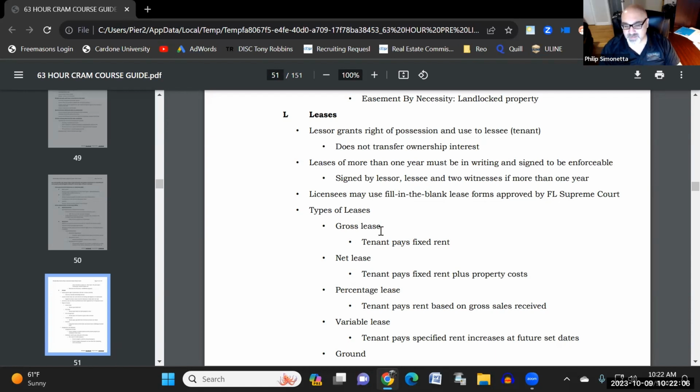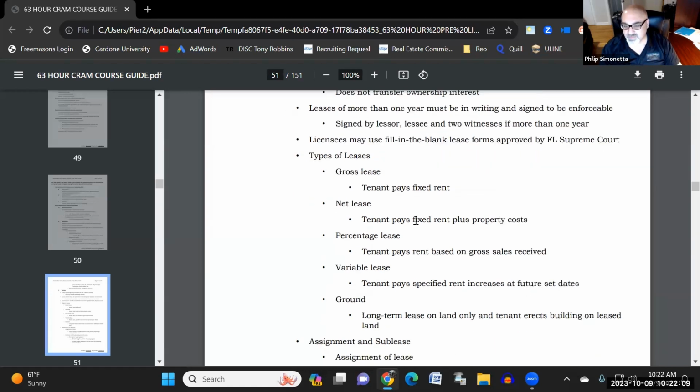And let's talk about the types of leases. You have the gross lease. That's where the tenant pays fixed rent, $1,500 a month. That's it. You have a net lease. That's where a tenant pays fixed rent plus the property costs. That would be the taxes, the insurance, maintenance, things like that.